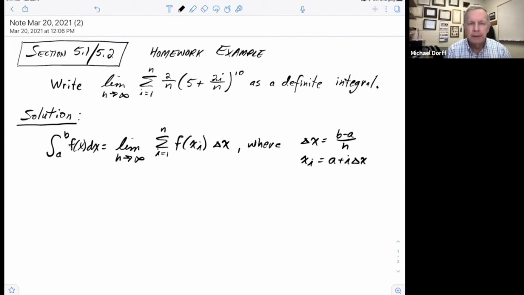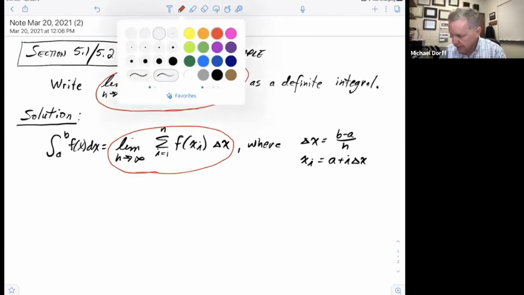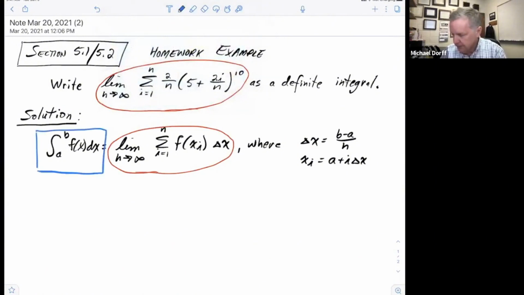So we're going to use this as a comparison. Notice that my limit here matches the form of the limit here. And that's going to be the basis of figuring out what the definite integral looks like, where the definite integral is this part here. In essence, we're given the limit as n goes to infinity of the sum, i equals 1 to n, of 2 over n times (5 plus 2i over n) to the 10th.